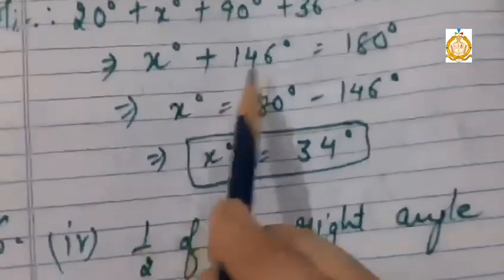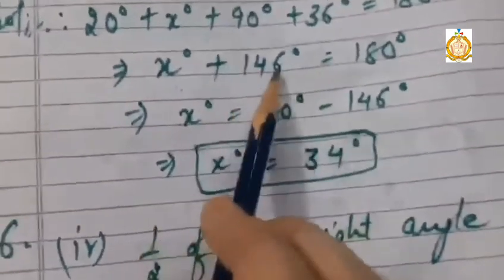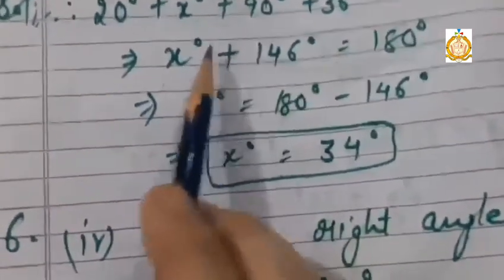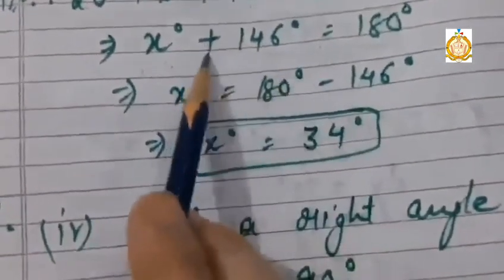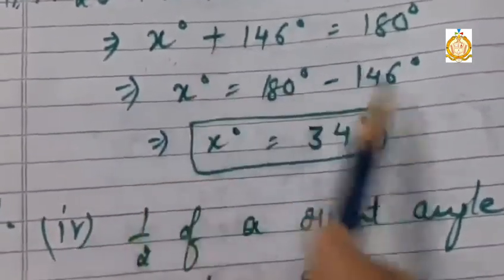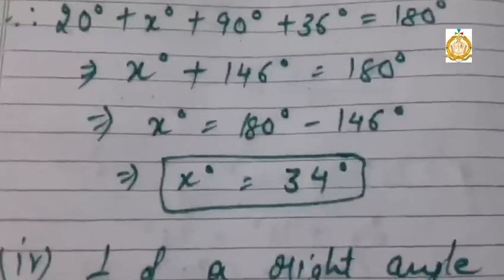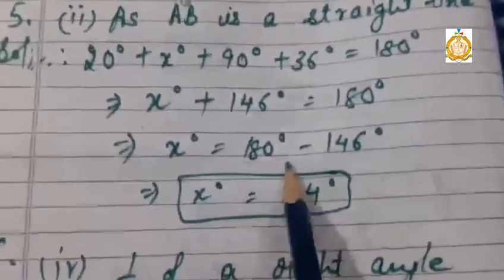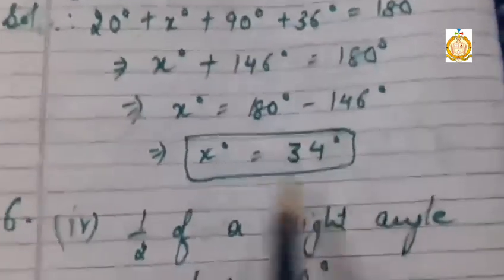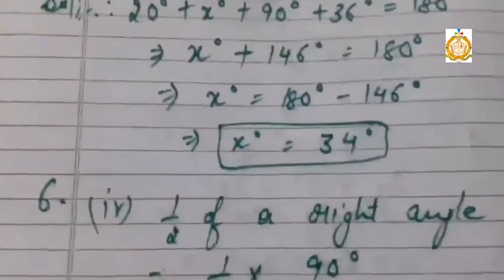Now 146 is on the left side of the equation, and having plus sign, we will shift its position to the right side of the equation, and it would change its sign from plus to minus. Subtracting 146 degree from 180 degree, you will get 34 degree, and that's the value of x.